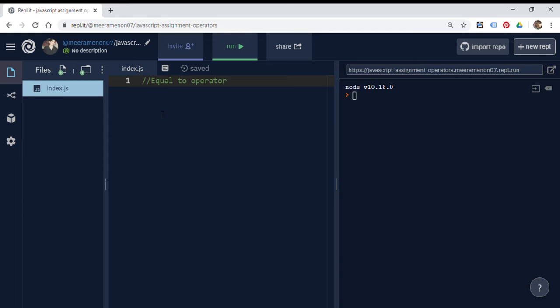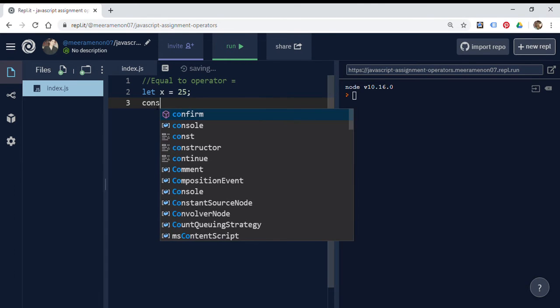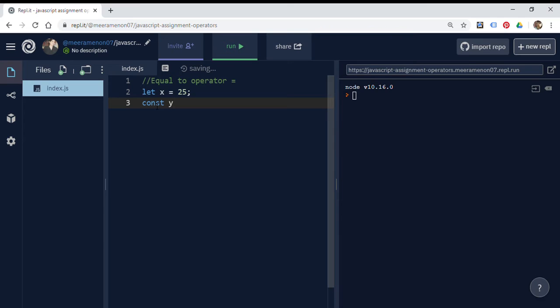How does it look like? The equal to sign. Okay, let's consider a variable x. Let's say the value of x is 25. Then you consider const y to be 29. This is a constant value. We will be changing the value of x, not y. So that's why I call it const y.